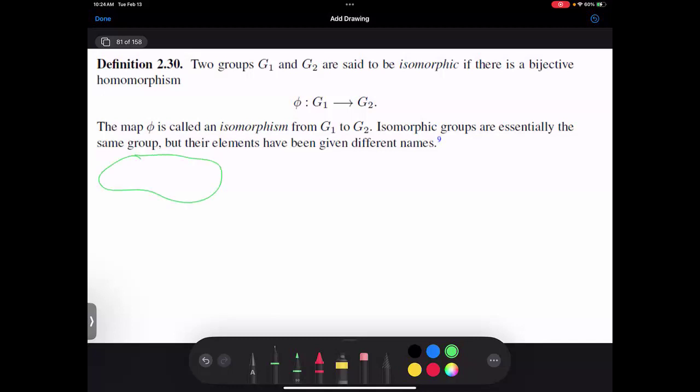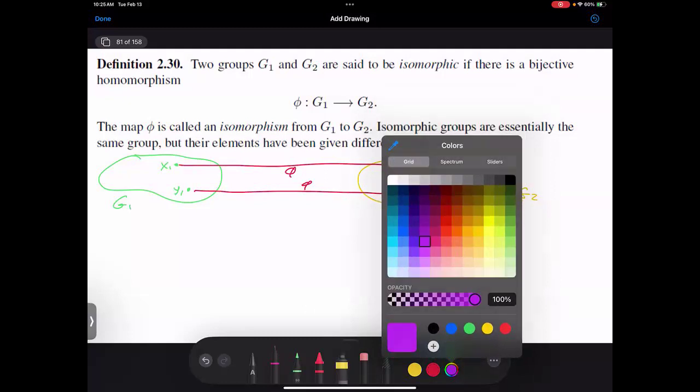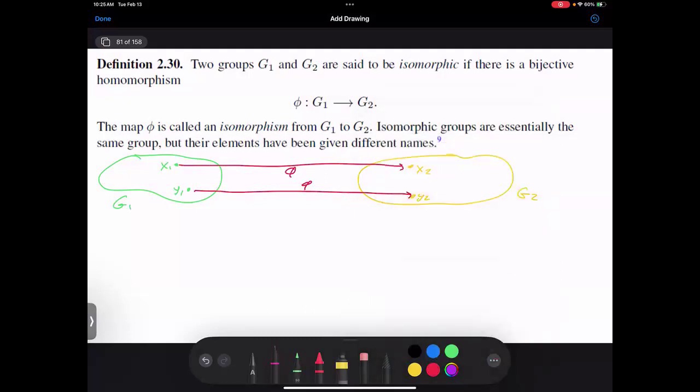So over here, I'm going to have my group G1, and I'll have two elements, X1 and Y1. And over here, I'll have my group G2, and I'll have elements X2 and Y2. I have a group homomorphism, a map phi that takes me from X1 to X2 and Y1 to Y2. Now I should have a way to go backwards. What should I send Y to? Where should Y2 be sent to under my inverse map?